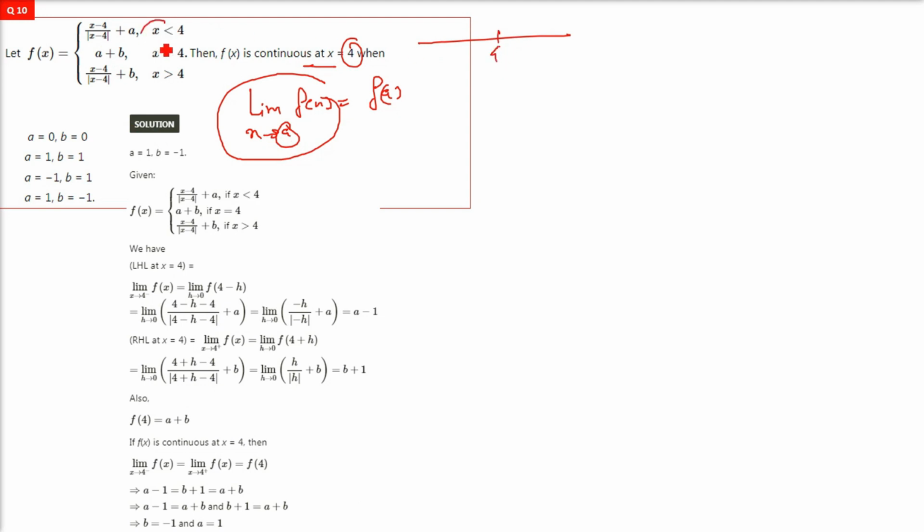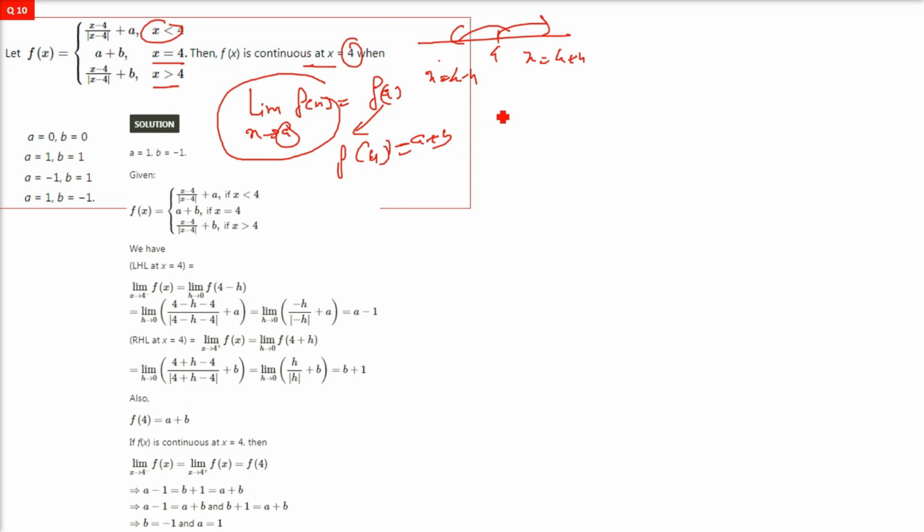So this is the number line. 4 we are going to check. If you go to the left, you have to put x as 4 minus h. If you go to the right, you have to put x as 4 plus h. Okay, 4 minus h and 4 plus h. So this is what we have to use. And the value at x equal to 4 is a plus b. f(4) is already a plus b, given in the question.